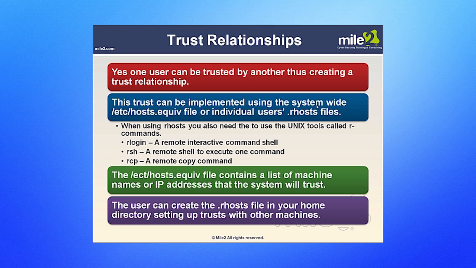And when you look at the /etc/host.equiv file, it contains a list of machine names or IP addresses that that system will trust. And a user can create also the .rhosts file in their home folder or directory rather, setting up trust with other machines.